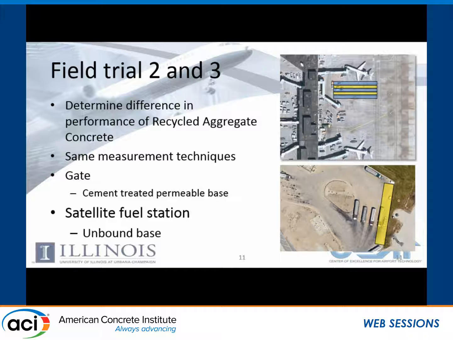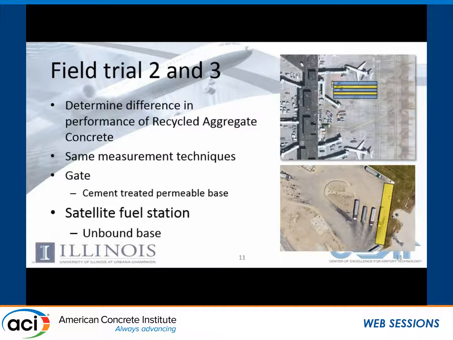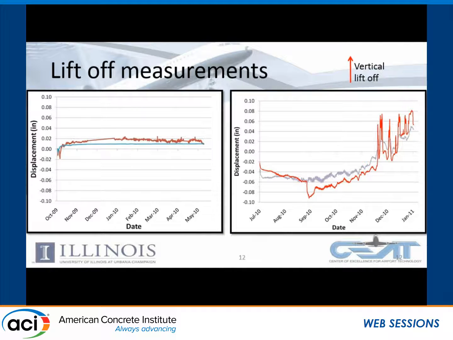This is a satellite fuel station. A little bit different set of loading. It's a little bit thinner slab, and we'll look at some of these results. This was much nicer. This one we actually had a wall that we could plug into the power, so we actually used a lot more instruments and we didn't have to worry about power conservation anymore. It was really nice. At the gate, here is the liftoff data for the sensors at the gate.